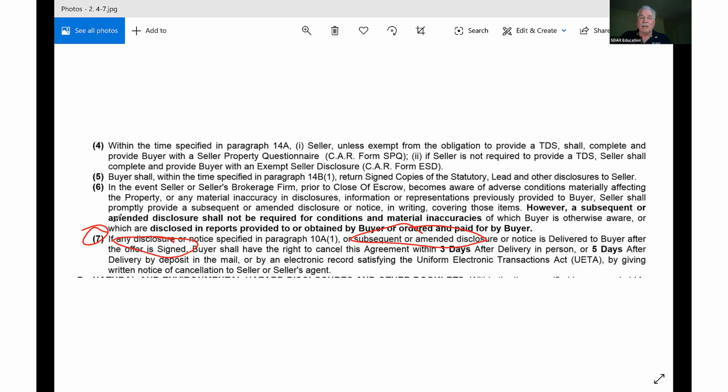The law says, you know what? You already had all the disclosures. You decided to move forward after you knew all those things, so you don't get another 3 days. Okay, it's not going to happen. You got it at the time of the offer.